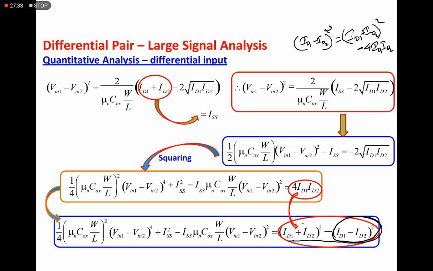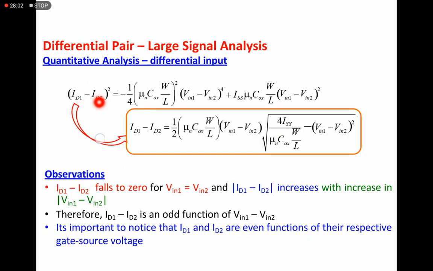So this one is ISS, so here itself we can convert. For ID1 minus ID2, it is (ID1 plus ID2) the whole square minus (ID1 minus ID2) the whole square, or here it is ISS square minus (ID1 minus ID2) the whole square. So the ISS will cancel each other. We will get an equation for (ID1 minus ID2) the whole square. So we will get ID1 minus ID2, which simply depends on delta Vin. So here it is delta ID, which depends on delta V.